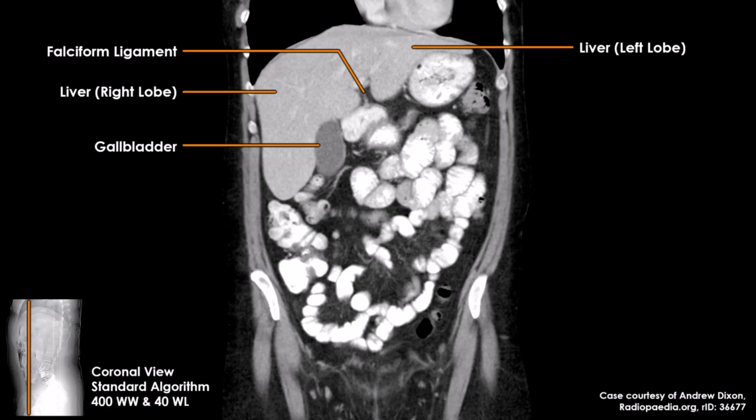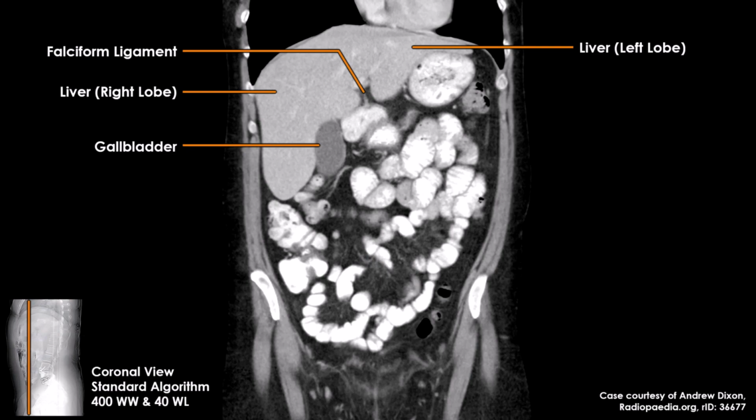In CT imaging, the gallbladder can appear with somewhat different shapes and sizes, but it will always be in this position, and it should always be homogeneous. In other words, it should be a uniform shade of gray. Any irregularities in the wall or content of the gallbladder indicates a pathology.